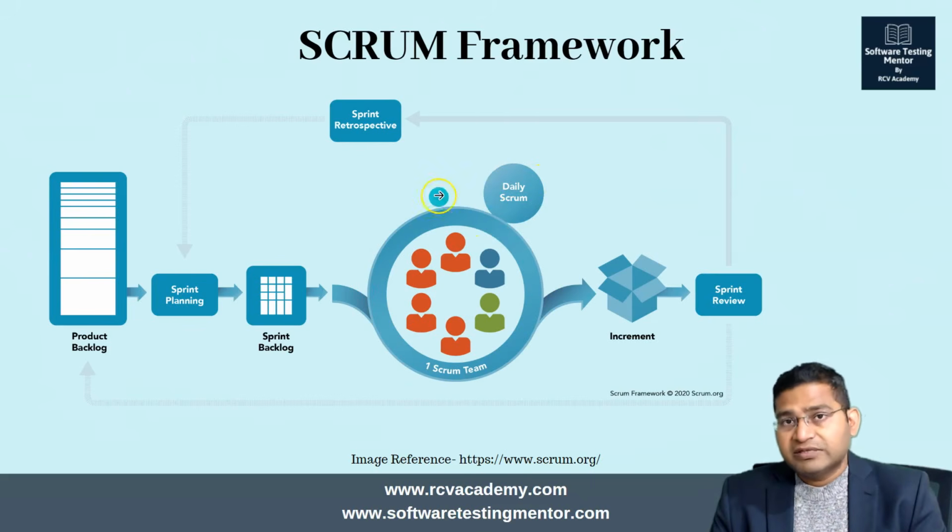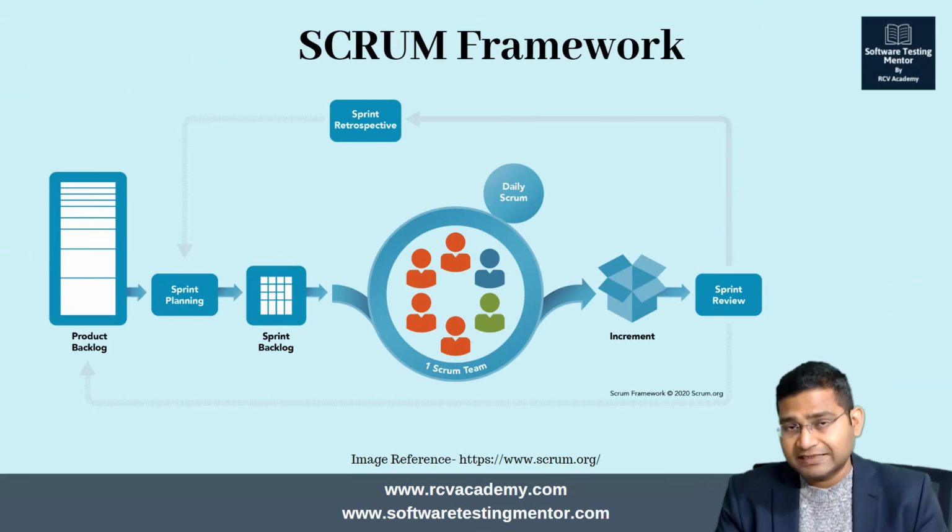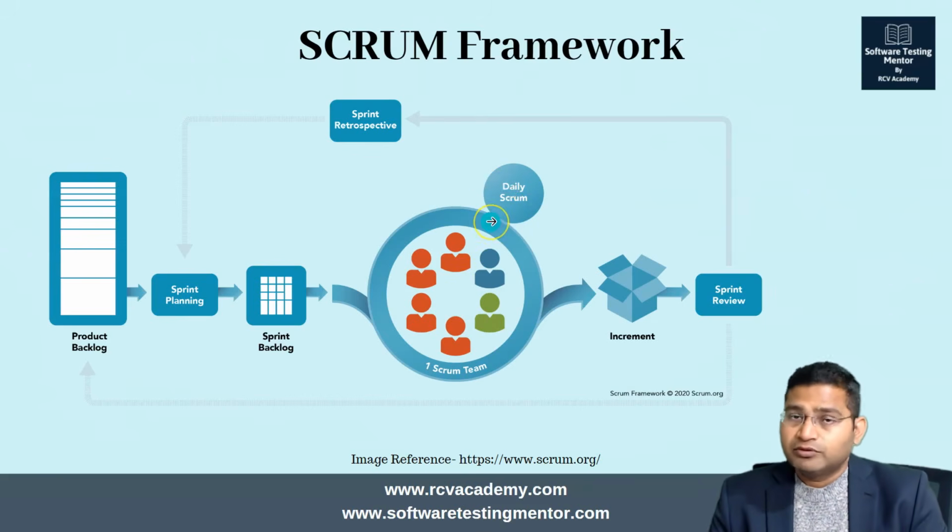And they answer 3 main key questions. Every person answers 3 main key questions within the team. So what they have done yesterday, what they are doing today, and are there any blockers, right? If there are any blockers, the Scrum Master will help to remove the impediments or the blockers, right?